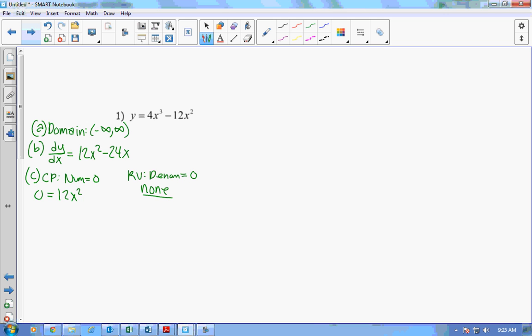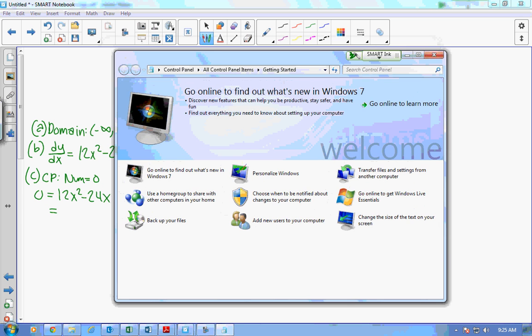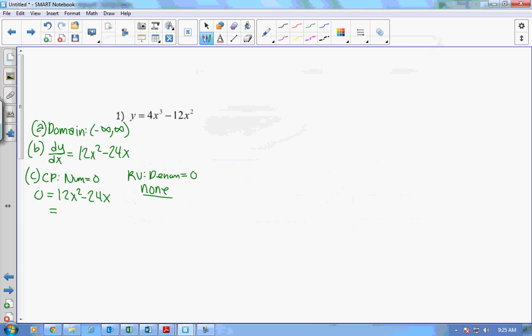0 equals 12x squared minus 24x. What did you solve for critical points, Amisha? Yeah, what factors out of those two? 12, I think something else as well. 12x. Giving us x minus 2. Yeah, there are two critical points. Don't forget to set 12x equal to 0 and x minus 2 equal to 0. So we get two critical points. x equals 0 and positive 2.